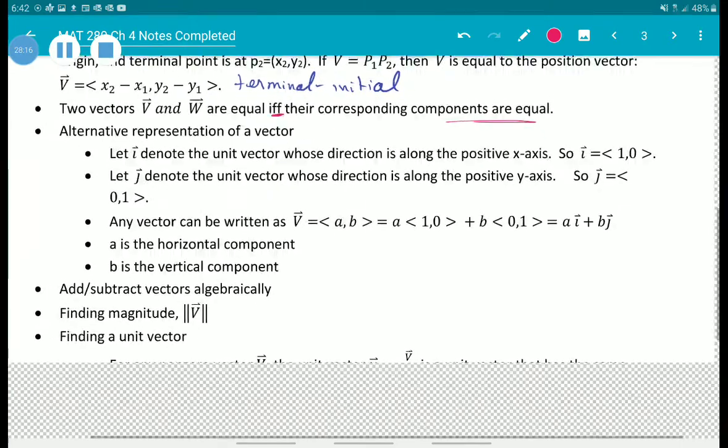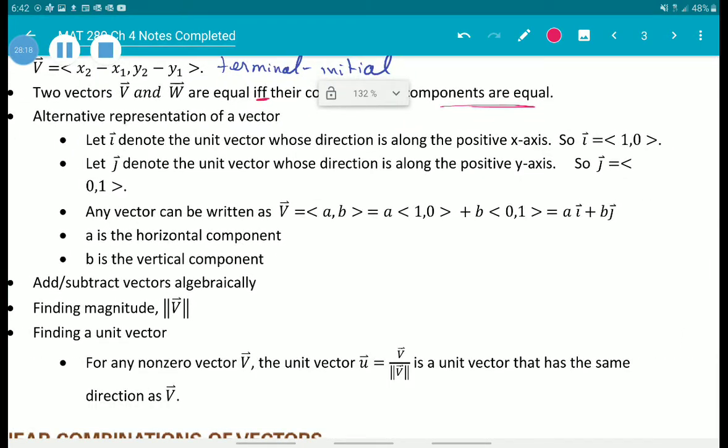And then we can talk about those unit vectors i and j. Now we're talking in 2 dimensions. We know in 3 dimensions we have i, j, and k. So we're going to let i be the unit vector along the positive x-axis. So that unit vector is the vector 1, 0. j is the unit vector along the positive y-axis. So j is equal to the vector 0, 1.